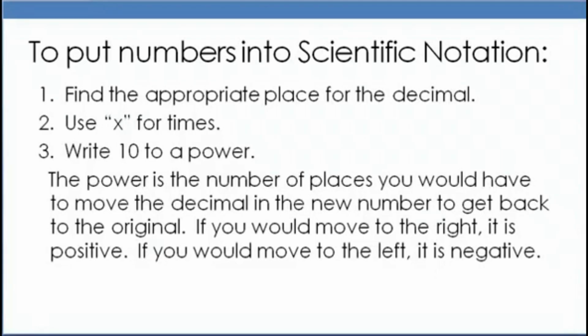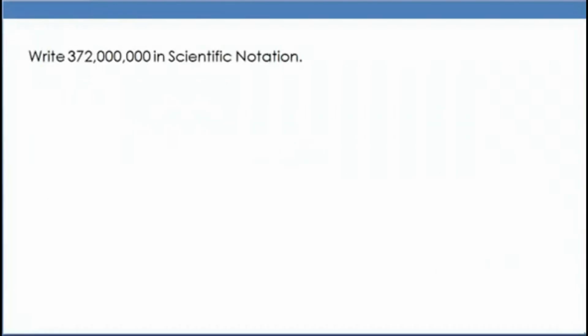The power is the number of places you would have to move the decimal in the new number to get back to the original. If you would move to the right, it is a positive exponent. If you would move to the left, it is a negative exponent. Let's look at an example.